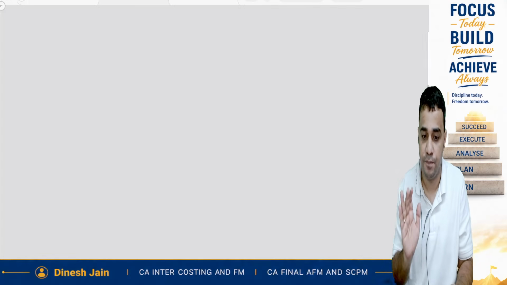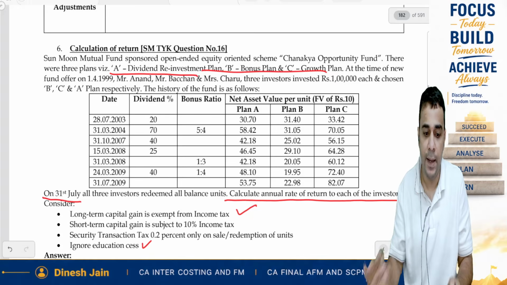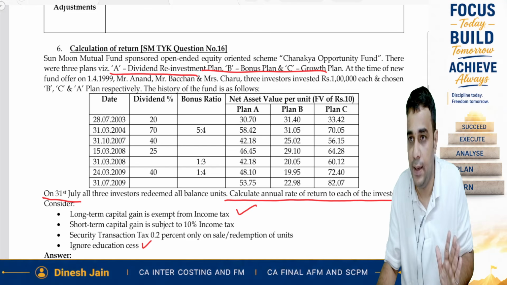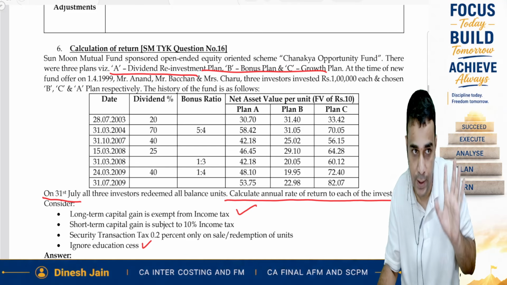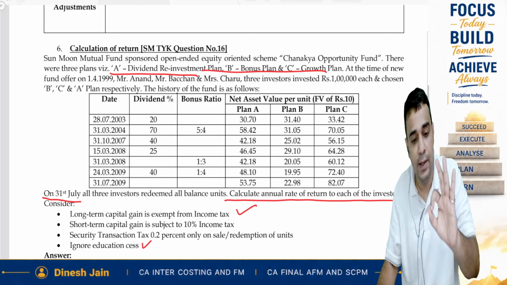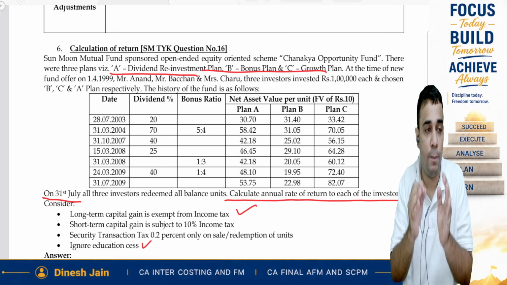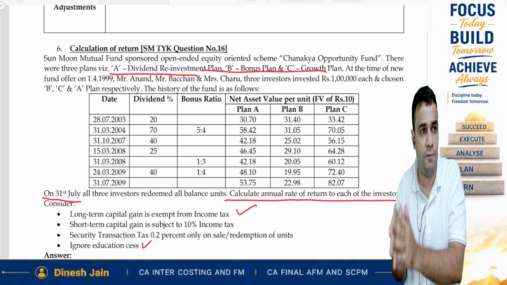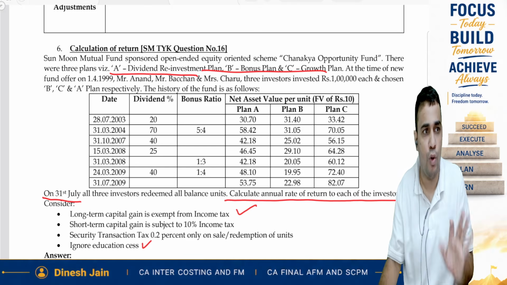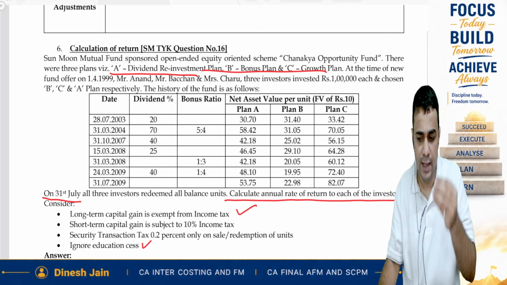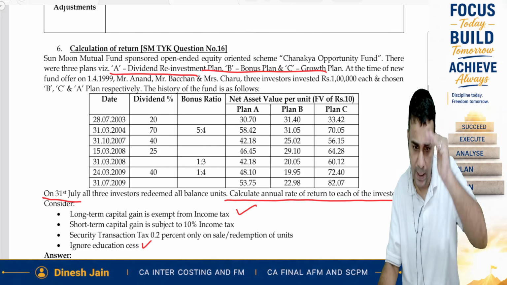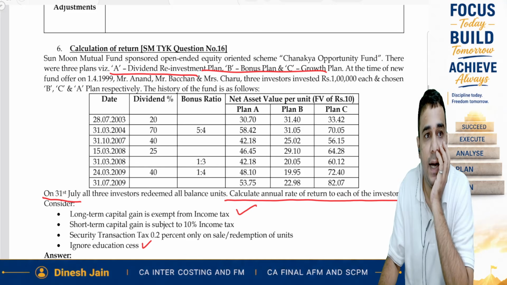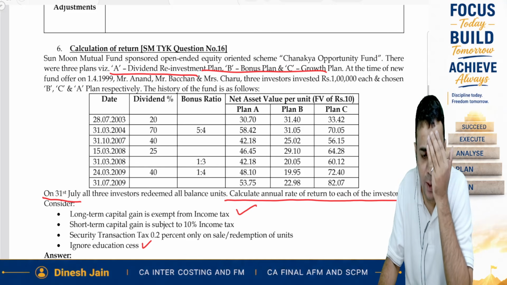As of now, coming back to the question, we have three plans. All three have different NAVs on the same day. There are three investors. First, we will do the bonus plan. Then we will do maybe the reinvestment plan, and then finally the growth plan. We'll try to do all three plans. Let us start with the first plan. Three people have invested. When did we invest? 1/4/1999. When did we redeem?